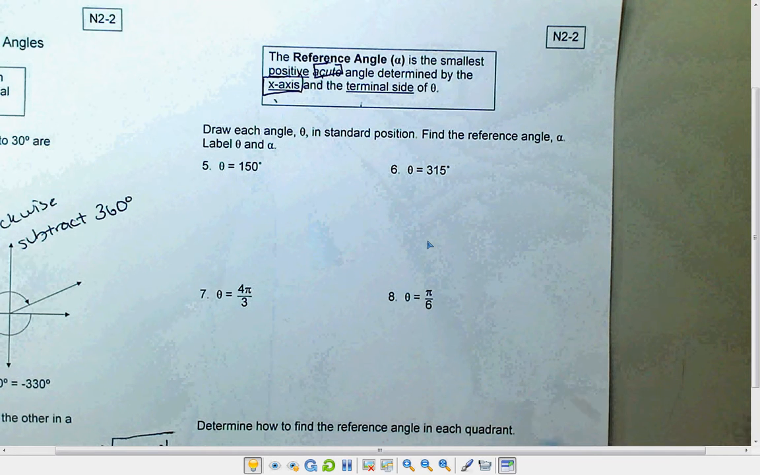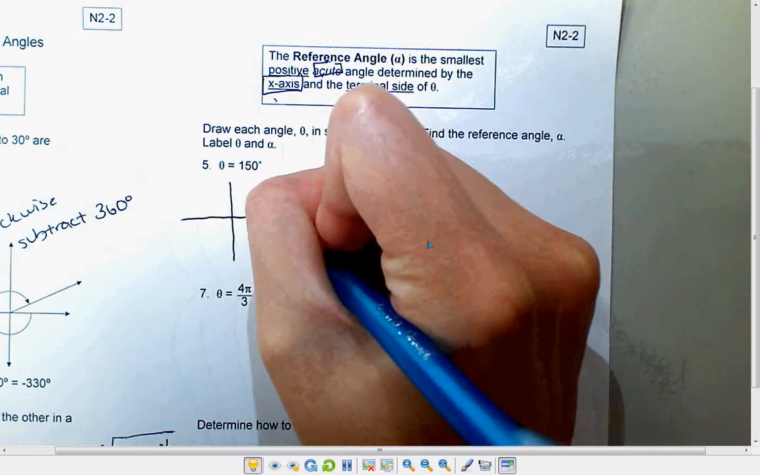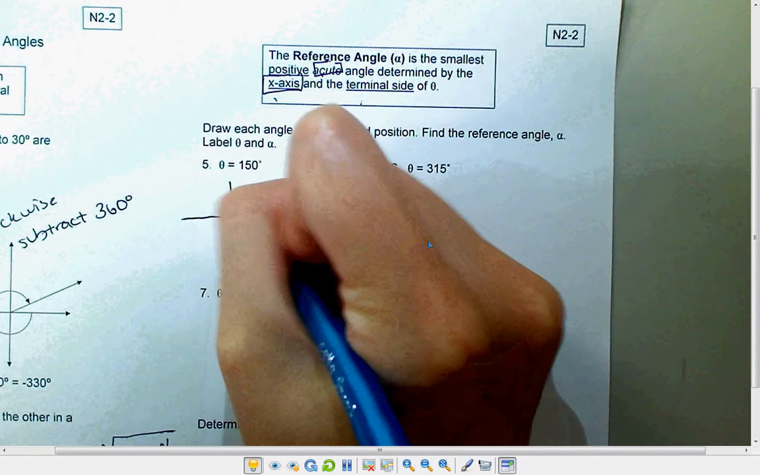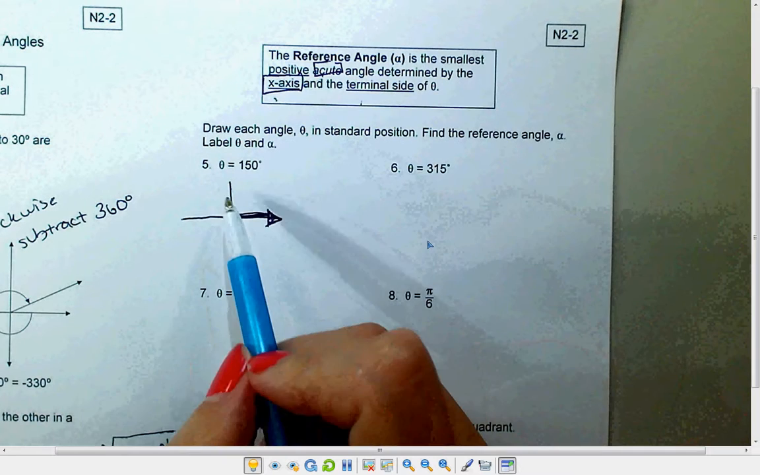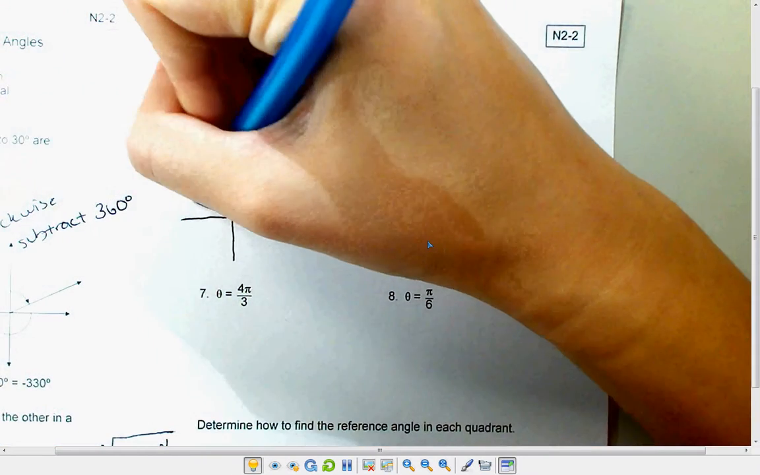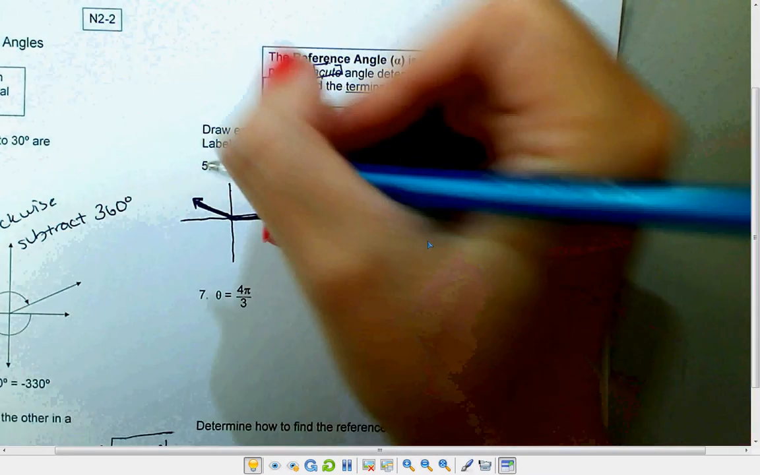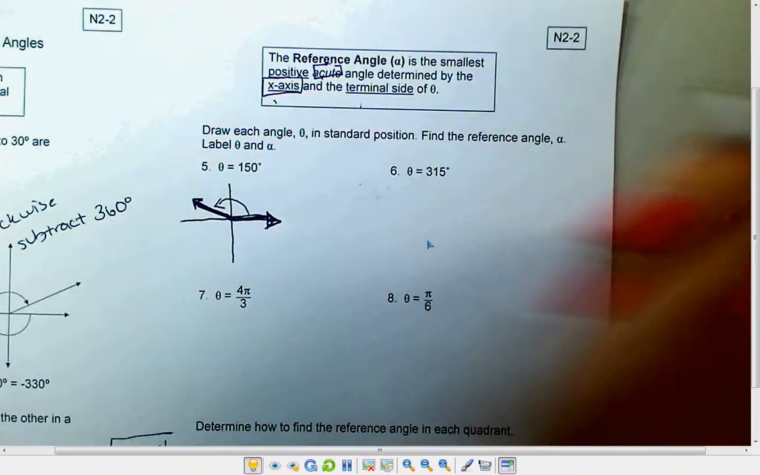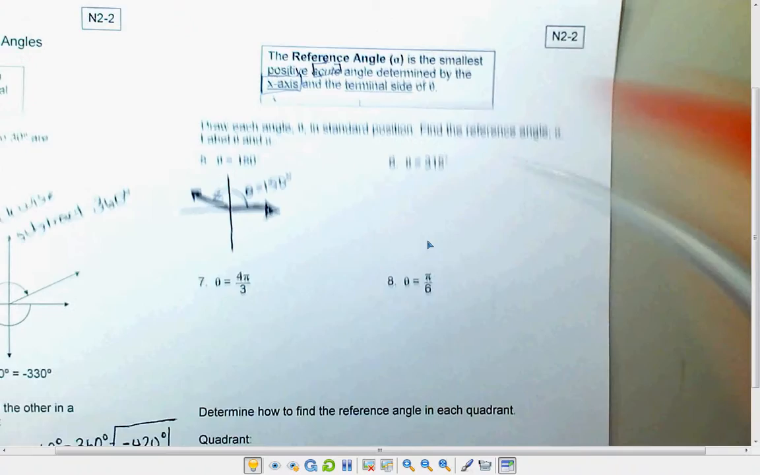So the first thing we're going to do is draw this angle out in standard position. This is 150 degrees. So here is my initial side. 150 is going to be in between 90 and 180, a little bit closer to the 180, so it's going to be about right here. And so I move counterclockwise. This is my theta, which is 150 degrees.